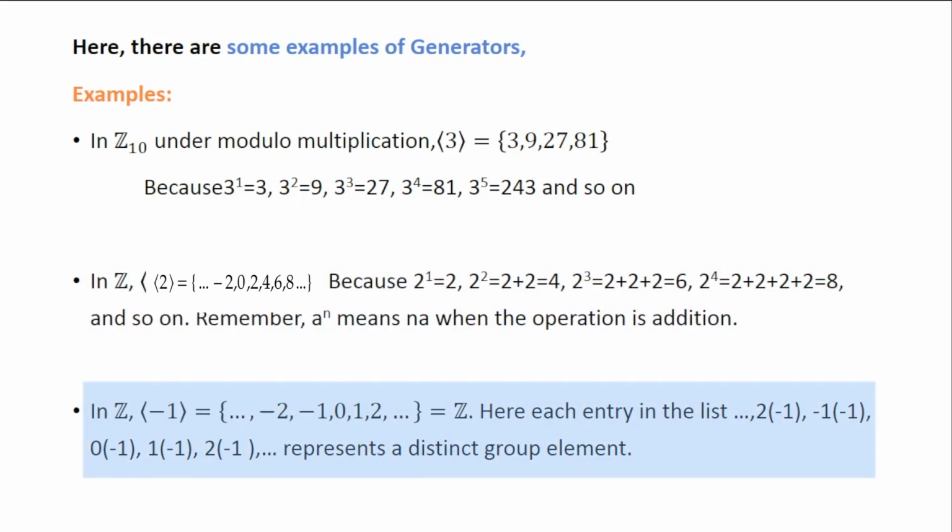In the third example, in the integers Z, ⟨minus 1⟩ is equivalent to ..., minus 2, minus 1, 0, 1, 2, and so on, that is equivalent to Z. Here, each entry in the list, 2 times minus 1, minus 1 times minus 1, 0 times minus 1, 1 times minus 1, 2 times minus 1, and so on, represents a distinct group element.